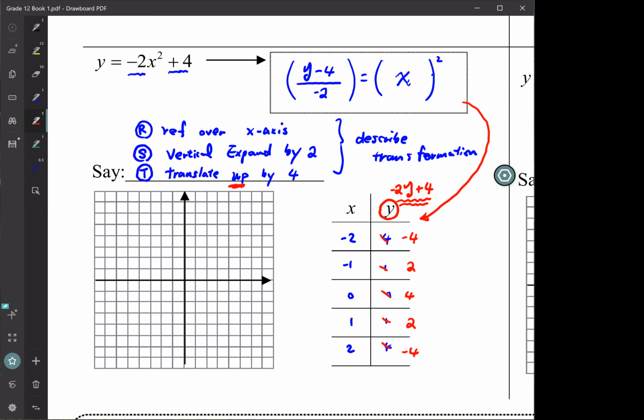So you just follow the points. Let's graph it out, see if you guys have the same. So negative 2, negative 4 will be here. Negative 1 is 2, 0 is 4. Okay, so go down.